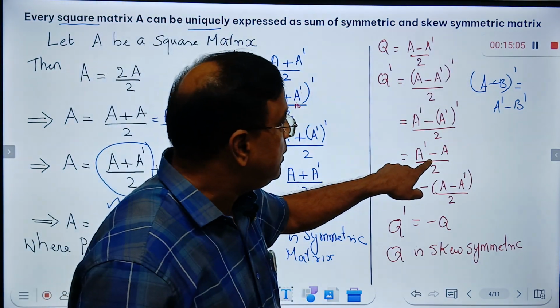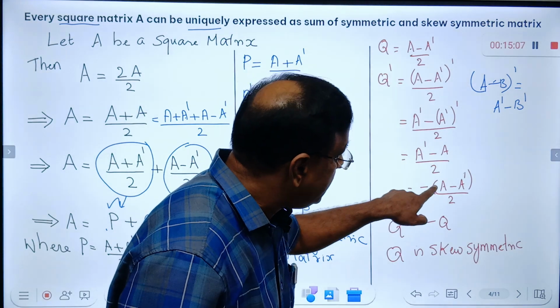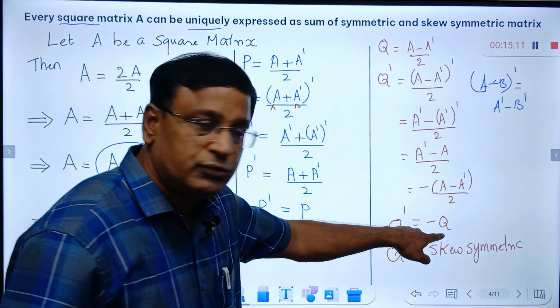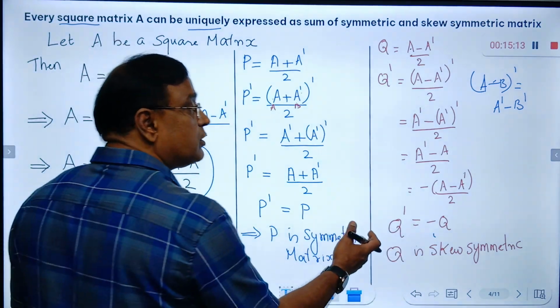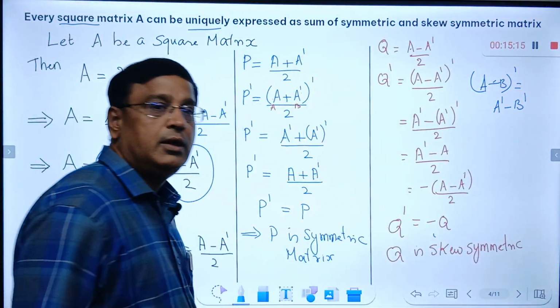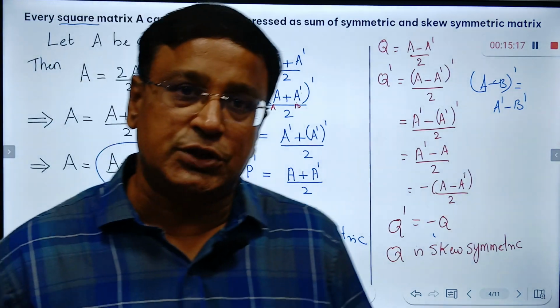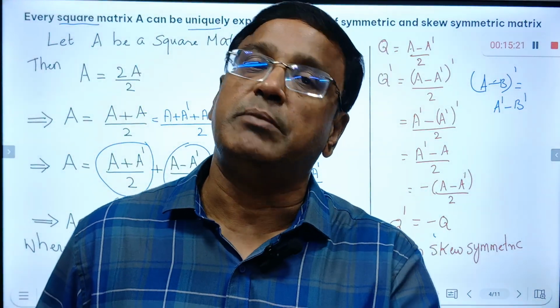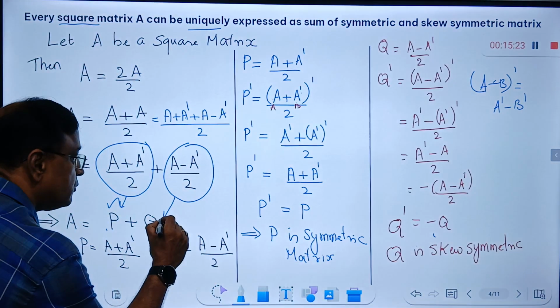Now what do you get? Take minus outside. So you get (A minus A transpose) by 2. But (A minus A transpose) by 2 is Q. So you have proved that Q transpose is minus Q. If you get Q transpose is minus Q, then Q is what type of matrix? It's a skew symmetric matrix. So this is skew symmetric.